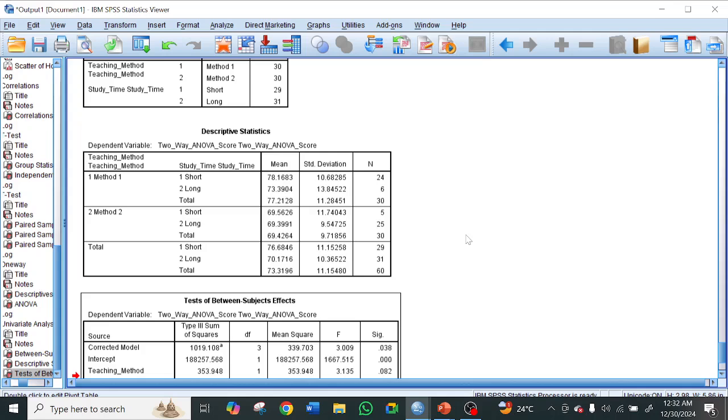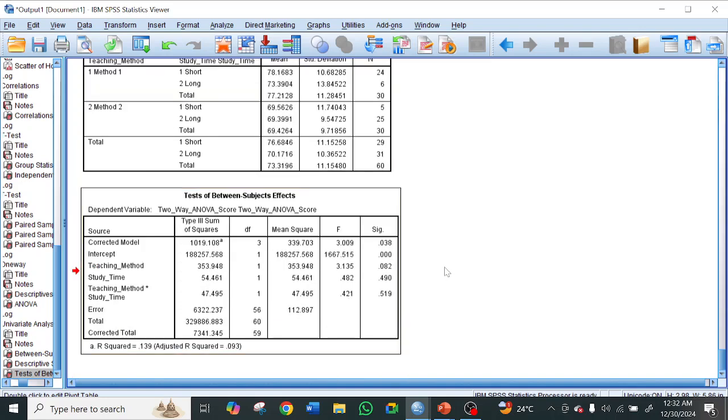Now, let's look at the interaction between study time and teaching method. We have emphasized that there's no significant interaction. So the effect of study time on scores does not depend on teaching method, and vice versa. And that's exactly what this data is trying to tell us. So you can see that we still have a lot of work to do to understand some of these things.